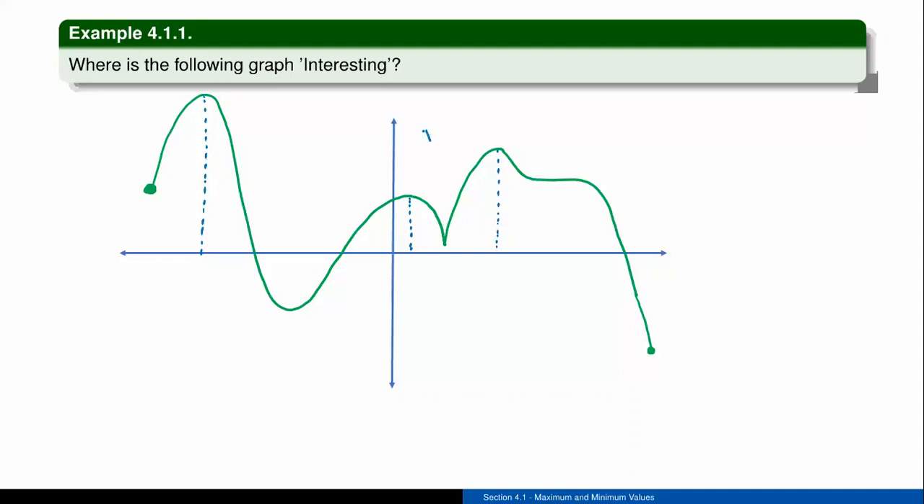So if I go ahead and actually say this is a relative max, there's going to be a relative max there, there's going to be a relative max there, and there's also going to be one up here.